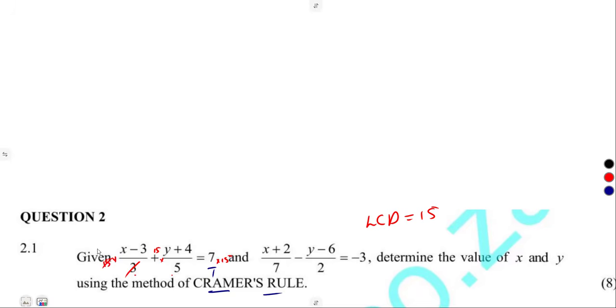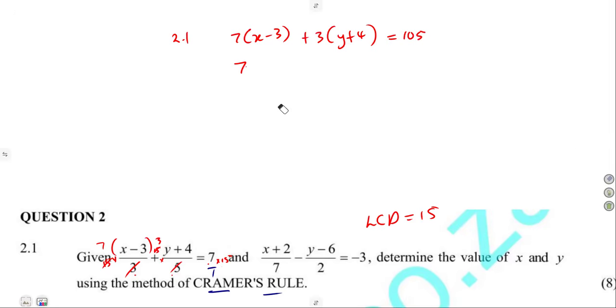So 3 into 15, that's a 7 if you divide. So it was going to be like this, 7 into x minus 3. 5 into 15, that's a 3. So that's plus 3 into y plus 4. So it's going to affect y plus 4, the whole of this part. So that's equal to 7 times 15. You multiply those 2, 7 and 15, which was going to be 105. All right, let's try to have our proper equation.